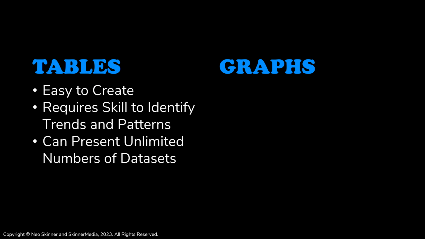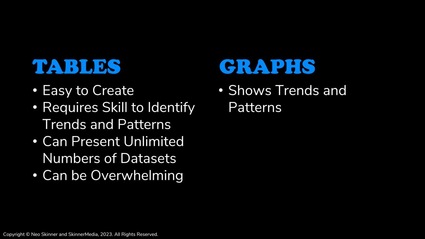Tables can present an unlimited number of data sets, where data sets are different sets of data which present information about one item, say the melting point or the boiling point of an element. However, tables, as we know, they can be overwhelming. When you're looking at a table, it's not always clear what information it's trying to show.